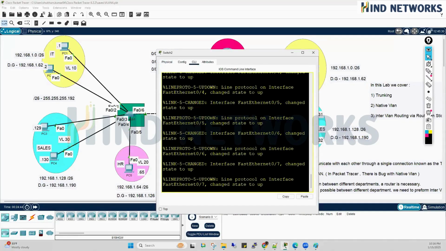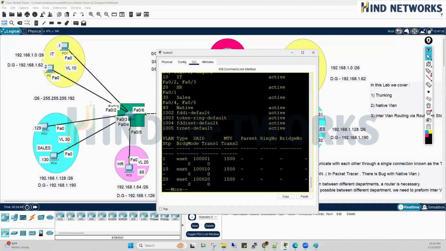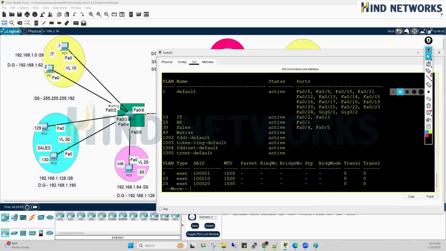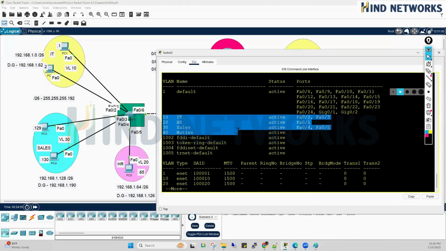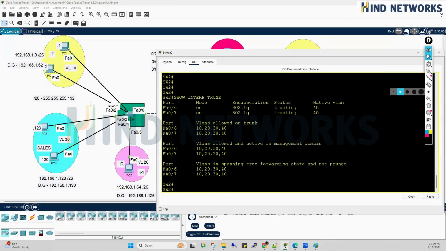Let me check on the switch. Show VLAN. So how many VLANs are there, guys? 10, 20, 30, every VLAN is there. Okay. So show interface trunk. See, trunk is configured here, guys. Everyone, see very carefully. Trunk is configured. How can we configure, guys?